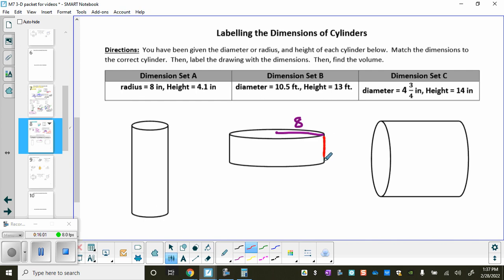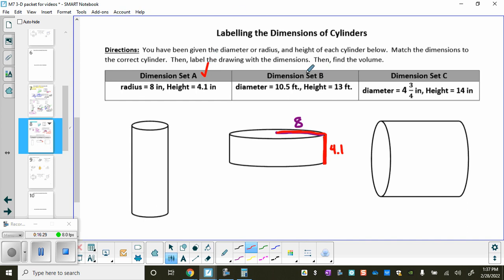Does this appear right here that it could be a 4.1? This right here is shorter than the 8, so this looks like it would work. This right here kind of makes sense. So let's go ahead and actually label this one. See how you've got your radius of 8 and then the height of 4.1? All right, so we've got dimension set A taken care of.